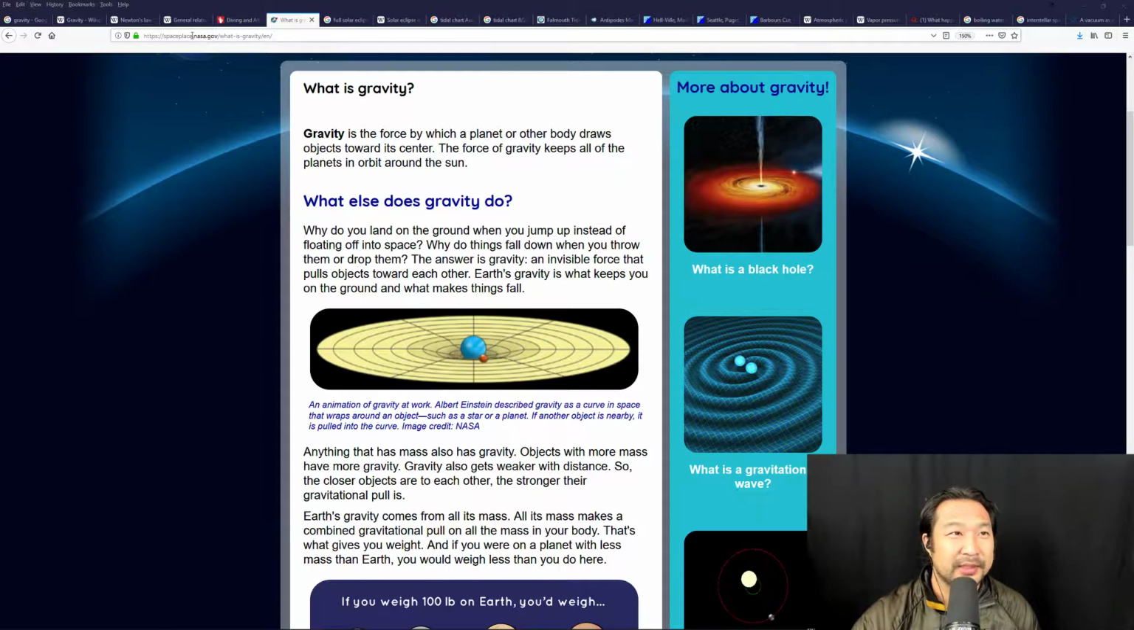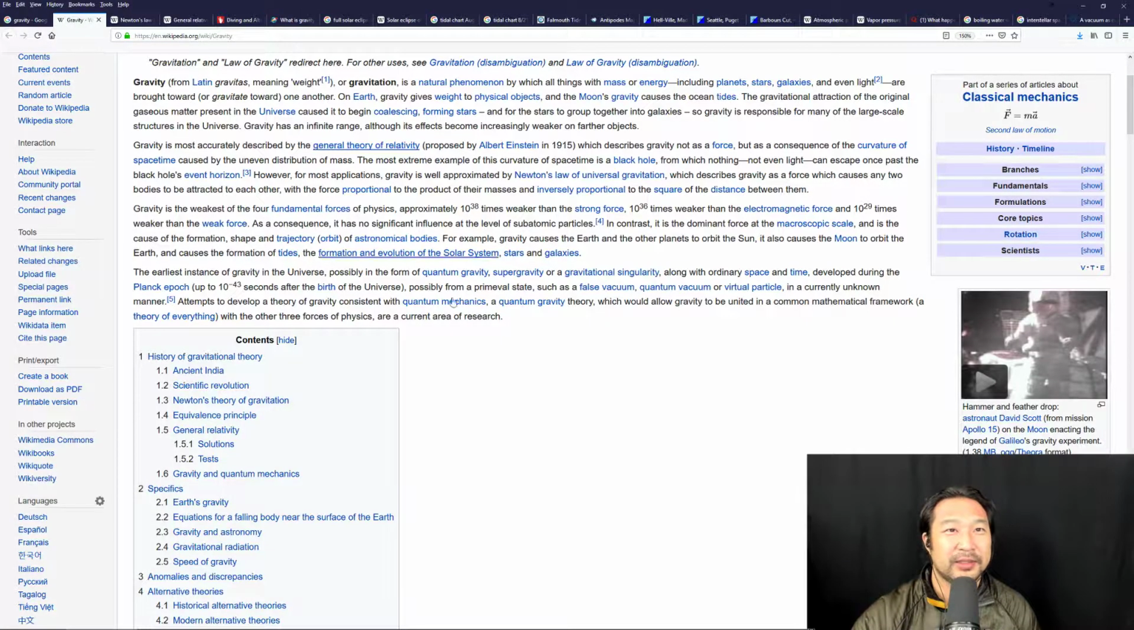And it's NASA. Now, however, if you go to Wikipedia, they're going to say it's a natural phenomenon by which all things with mass or energy, including planets, stars, galaxies, even light, are brought toward or gravitate toward one another. And of course, on Earth, gravity gives weight to physical objects, and the moon's gravity causes the ocean's tides. We'll get more into that later.